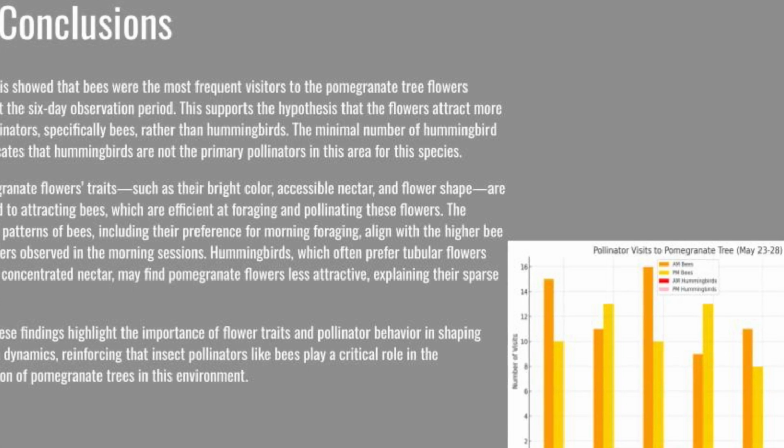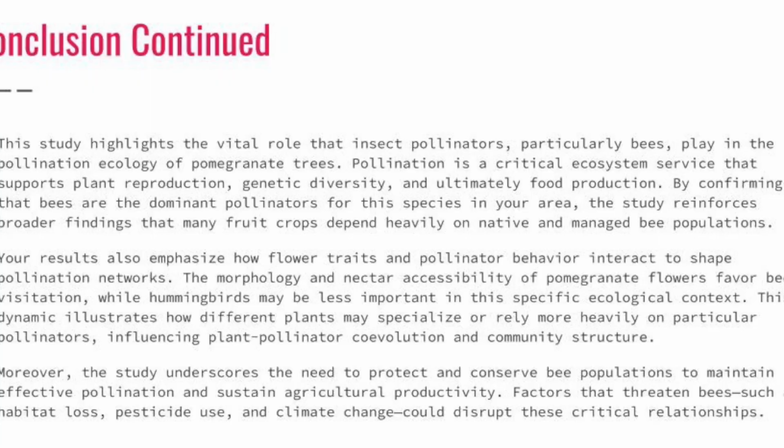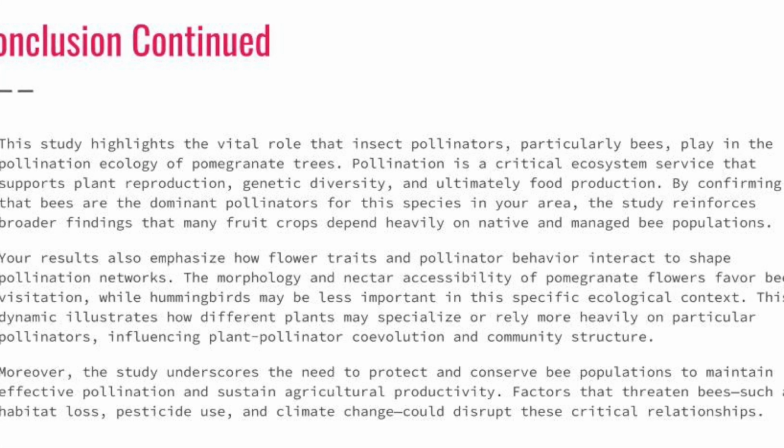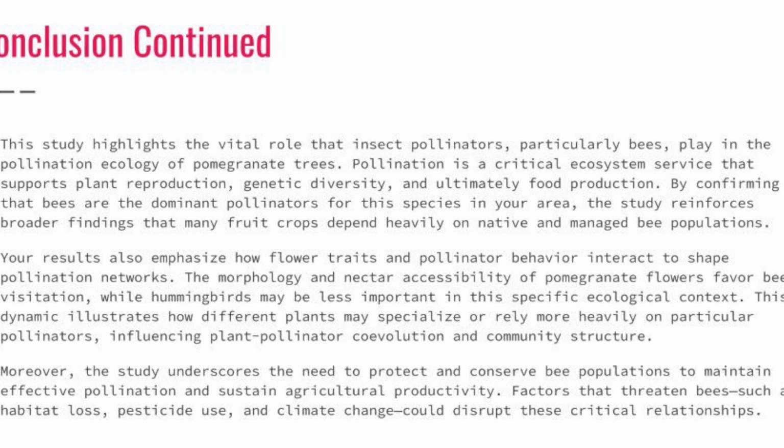My findings highlight the importance of traits and pollinator behavior in shaping the dynamics of pollination, reinforcing that insect pollinators, like bees, do play a critical role in the reproduction of pomegranate trees in this specific environment. Moving right along, this study highlights the vital role that insect pollinators, bees in particular in my experiment, play in the pollination ecology of pomegranate trees.